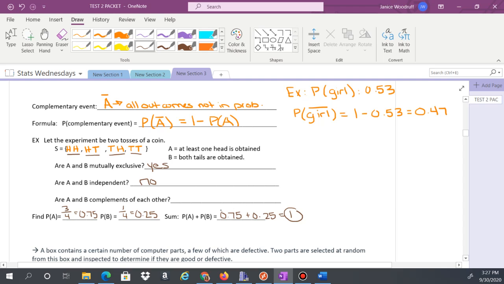So you have to ask the question. If the answer to the question is yes, then the answer to dependent or independent is no. Same thing with mutually exclusive. They go back and forth. Are they complements of each other? Yes, because the sum of the probabilities is 1.